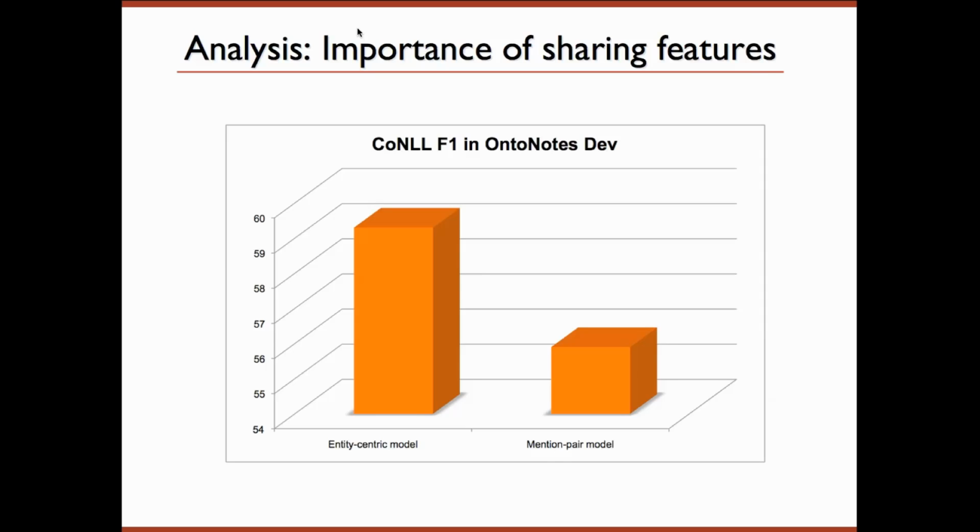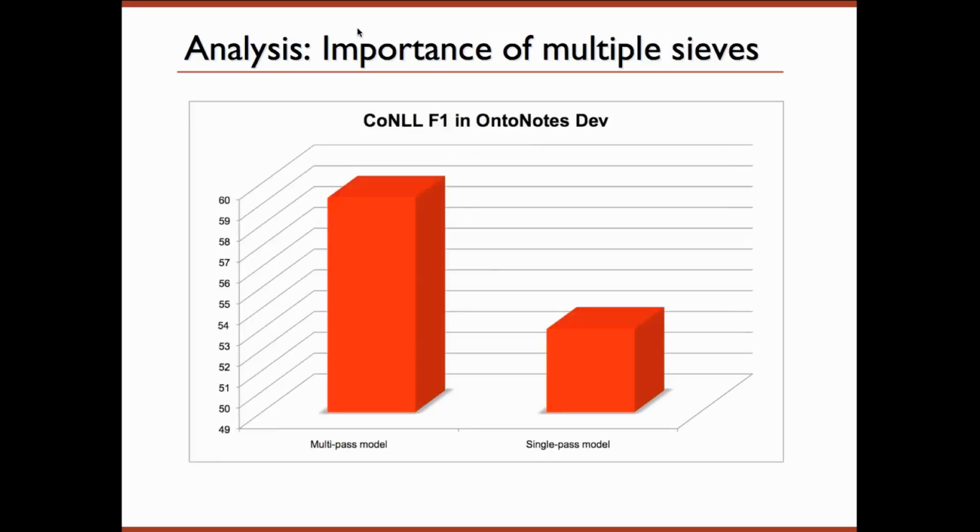The second contribution is the multiple sieves, right? The baby steps architecture, and we get an even higher contribution here. This is the regular system, the one with the sieves, and this is the system where I had a single pool of rules. We scanned the text once, and the first rule that matched was allowed to cluster mentions. We get about 6 points improvement here. So this incremental approach is very, very useful.